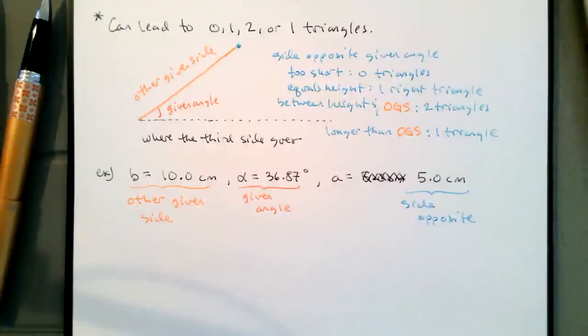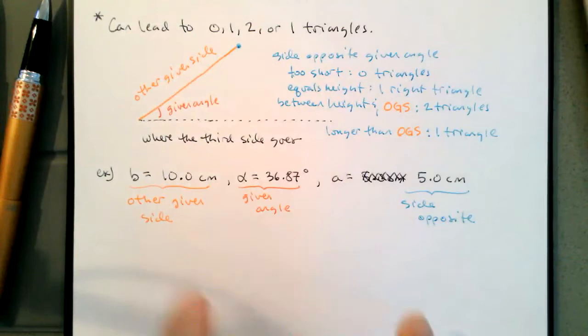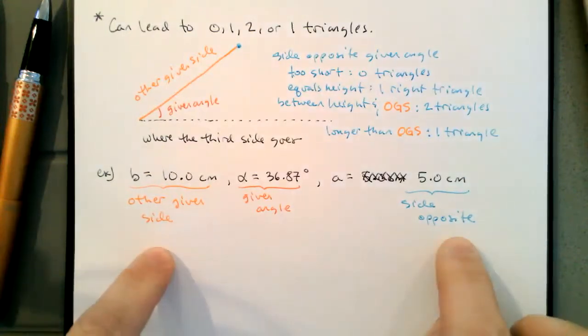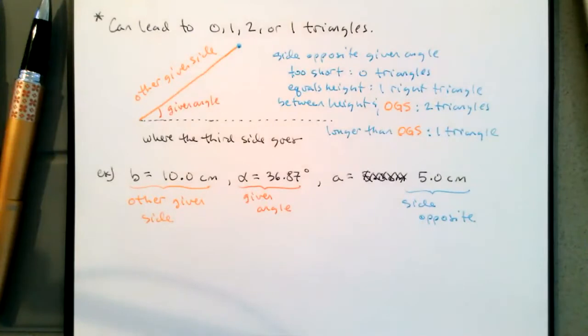So we identify that we're in the side-side angle case. We have 2 sides and the angle opposite one of those sides. So we're in the SSA case. That's the first thing we need to recognize. We're in the ambiguous case of the law of sines.